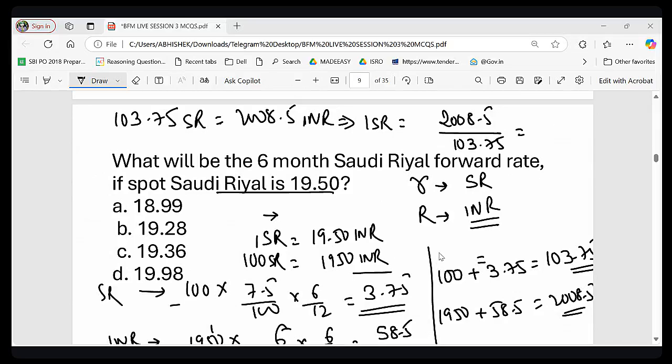How much are you getting? Yes, 19.22. One answer I am getting. Sudhanshu is answering 19.22. No, I think that is wrong. The correct answer is 19.36. Right. The correct answer is 19.36. Please do the calculation correctly. 2008.5 divided by 103.75 will give you 19.36.